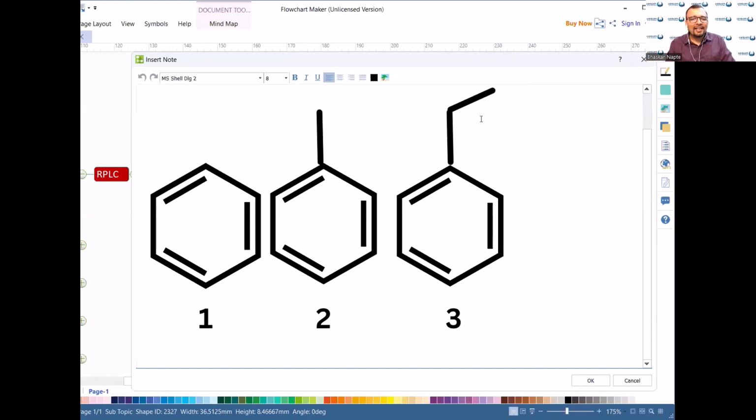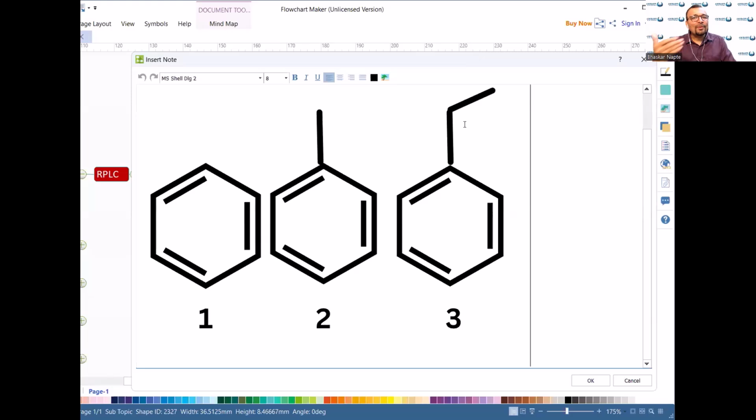Why 3? Because look here, the alkyl chain. Can you see the alkyl ethyl chain over here? Compound number 3 has a longer, or greater, amount of alkyl chain. The hydrocarbon presence is more. Yes or no? Type in the comment box. Compound number 3 has more hydrocarbons, isn't it?